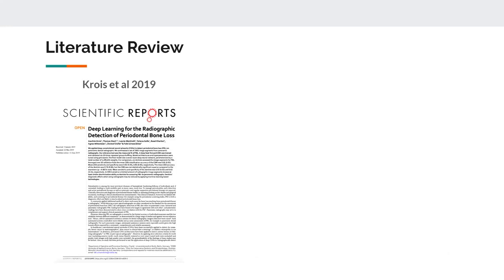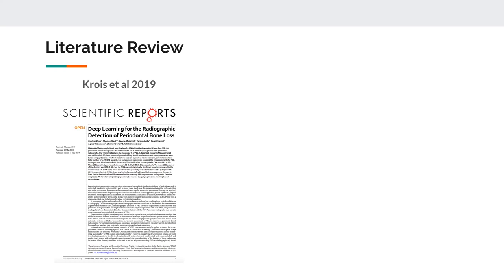The earliest paper I could find regarding this topic was from 2017. But they did not make such efforts as the 2019 paper, Krois et al., titled Deep Learning for Radiographic Detection of Periodontal Bone Loss. They applied a deep CNN to panoramic radiographs to potentially reduce the workload.